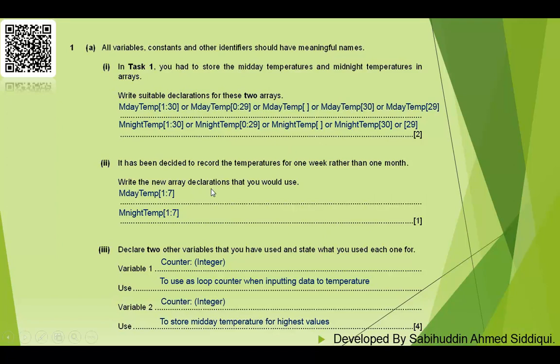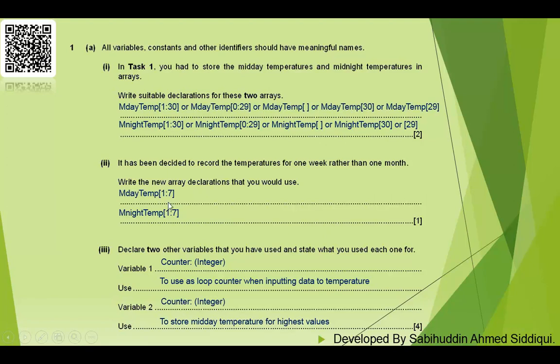Now part 2, they have asked you to calculate the temperature only for 1 week. You can see that it is 1 week rather than 1 month. Here you are required to write a new array declaration. You should use midday temp, that means you have to redeclare the array, that is 1 mark. That means you are just shortening the month to only 1 week. Midday temp 1:7, same approach you can derive from the above lines.